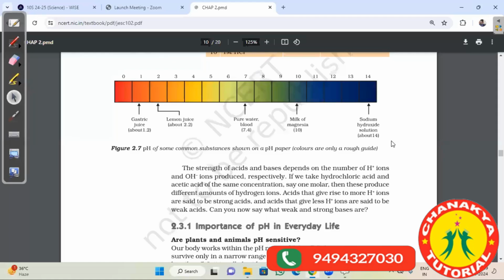So these colors are a rough guide. With this, you can't get the actual pH value. To get the actual pH value, you must use some other indicators. With the pH paper, you are just getting an idea of the pH of the solution.